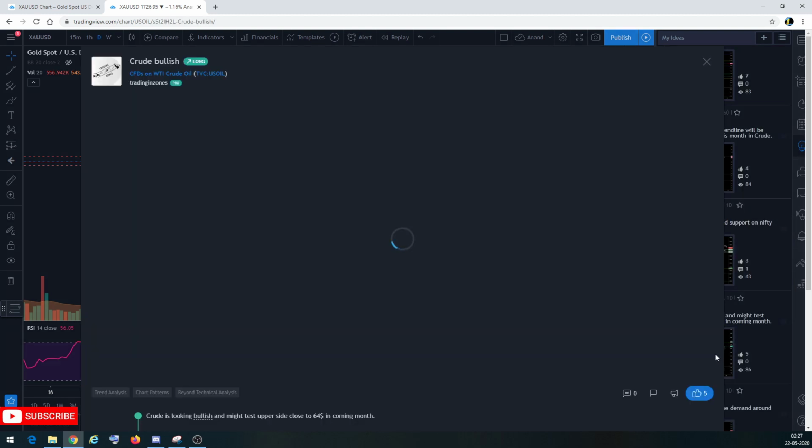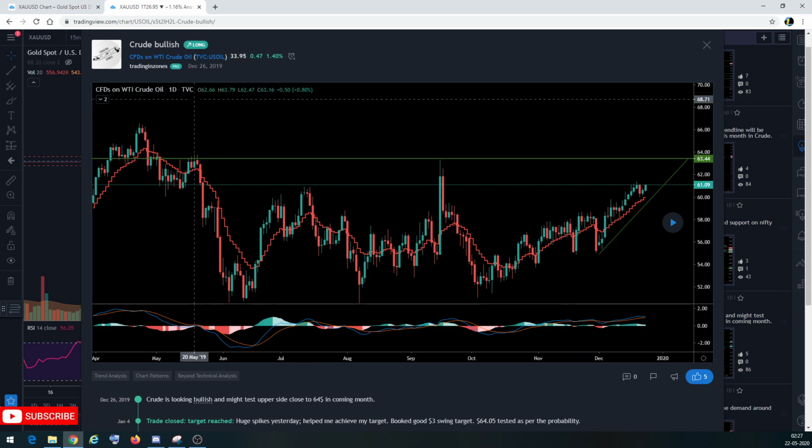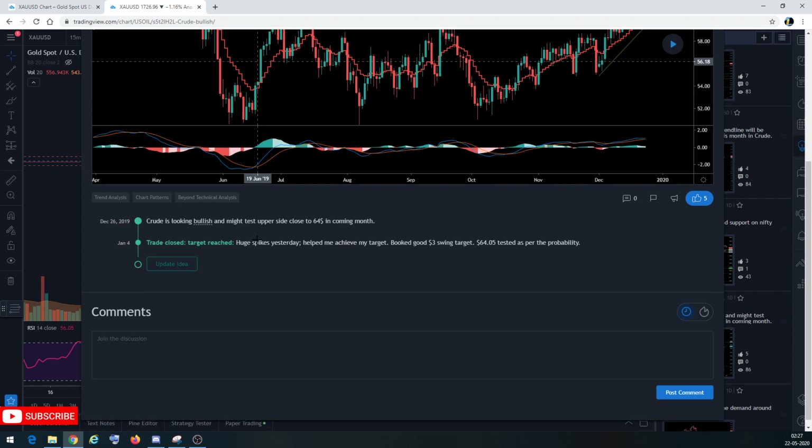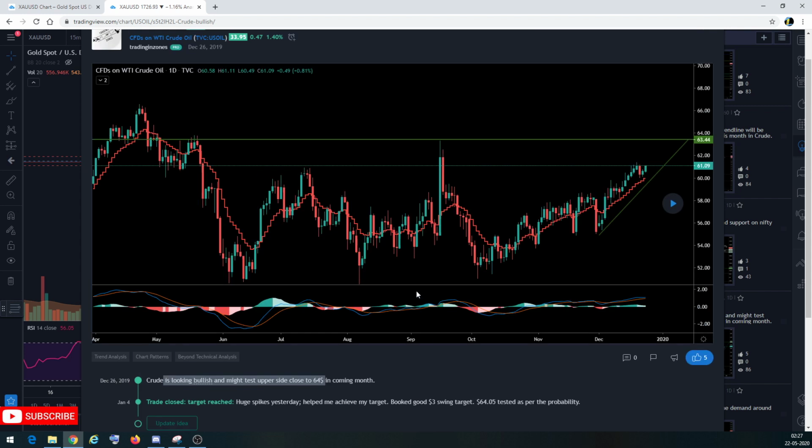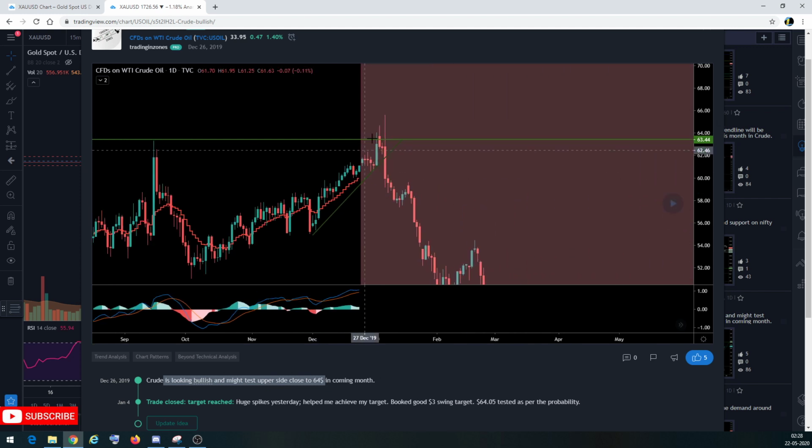So for example, this was an idea which I had published long back. So you can see crude is looking bullish and might test upper side close to $64 is what I mentioned right over here. And then I mentioned target closed, and I've updated the idea. 5 people have given me a thumbs up. Probably around 40-50 people viewed the idea, I'm not sure. But there was some amount of analysis. I was expecting it to go and hit.